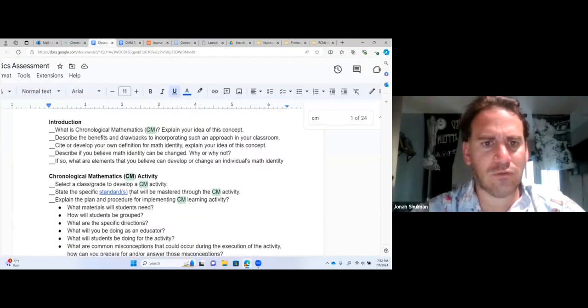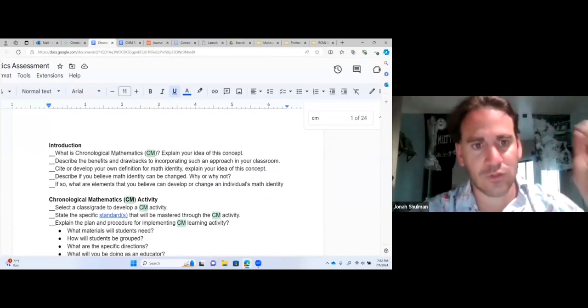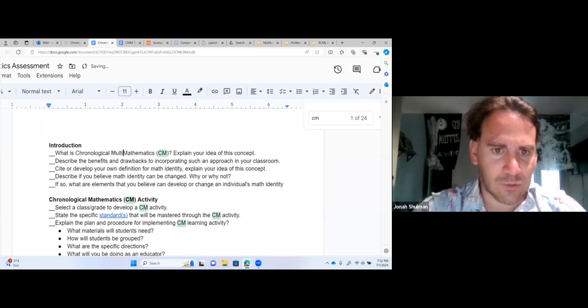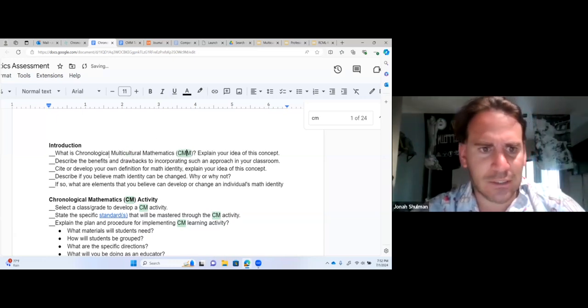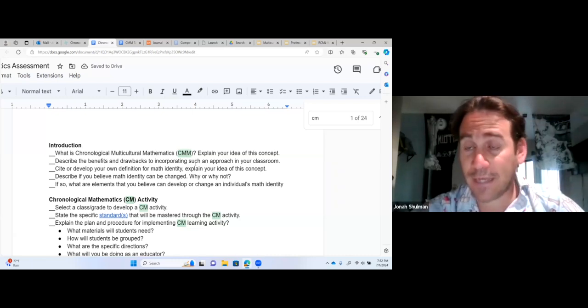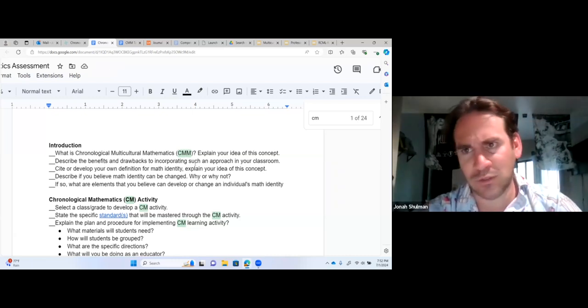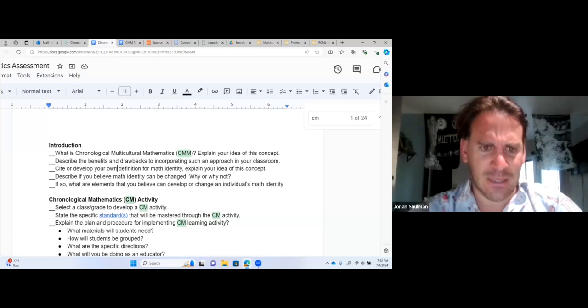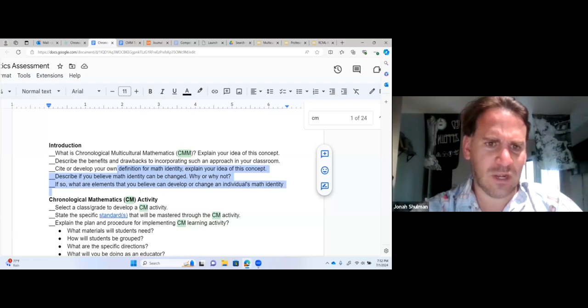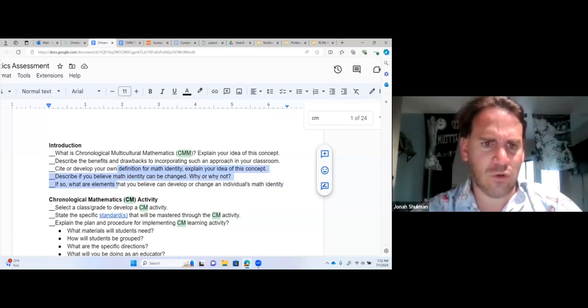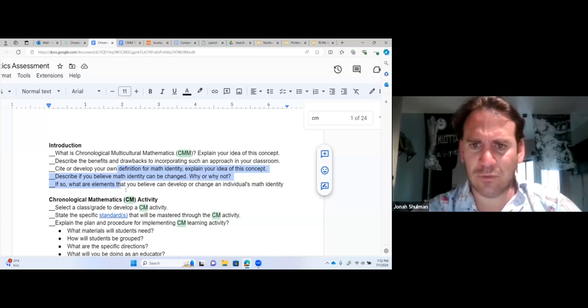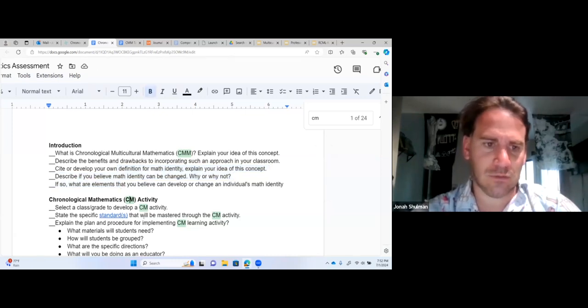So how can you make your own, right? The first one: what is chronological multicultural mathematics, CMM? Explain your idea, the concept, describe its benefits or drawbacks. Like, do you think it's just way too much time? Do you think it's not worth it? Decide or develop your own definition for math identity and how you got the concept. Describe if you believe math identity can be changed, why or why not? If so, what are elements that you believe can develop or change an individual's math identity?